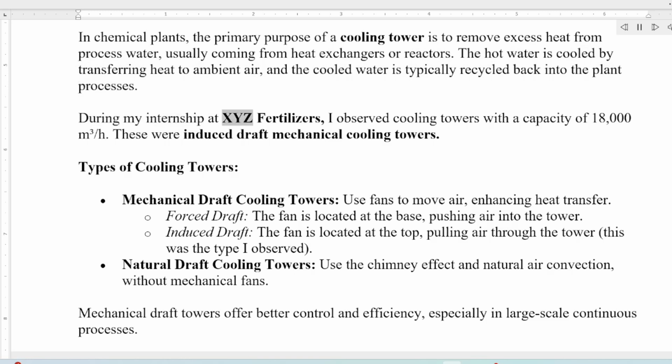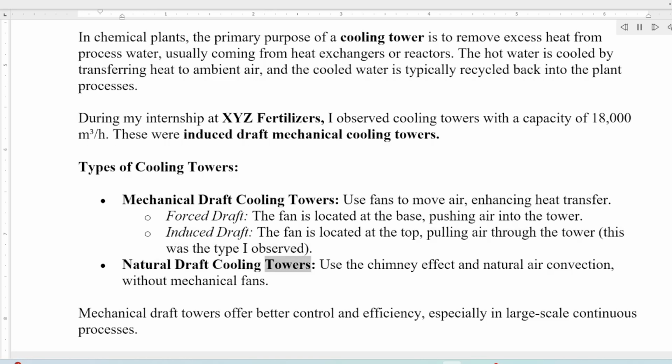During my internship at XYZ Fertilizers, I observed cooling towers with a capacity of 18,000 m³/h. These were induced draft mechanical cooling towers. Types of cooling towers: mechanical draft cooling towers use fans to move air, enhancing heat transfer. Forced draft: the fan is located at the base, pushing air into the tower. Induced draft: the fan is located at the top, pulling air through the tower. This was the type I observed.